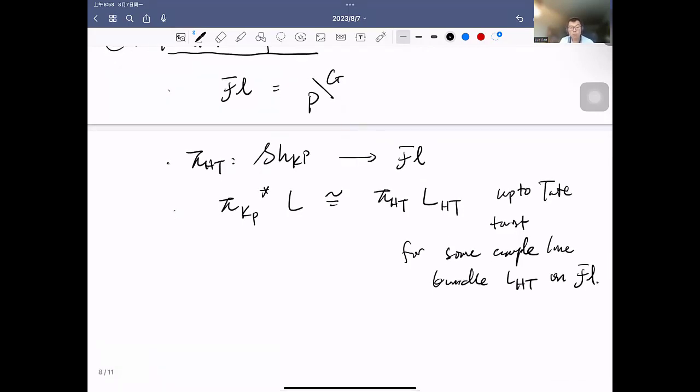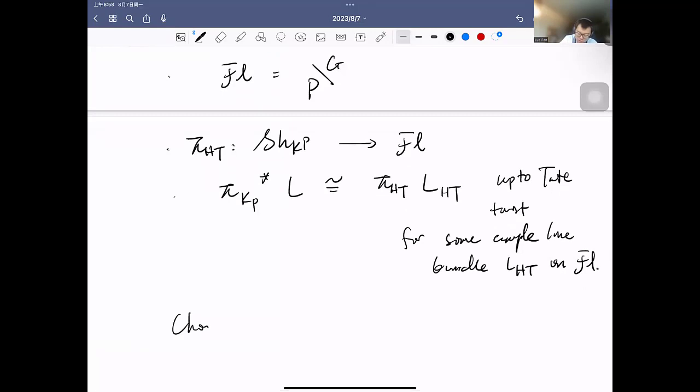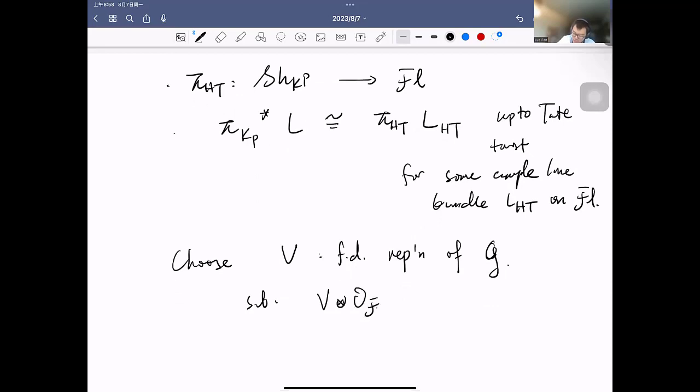So what we are going to do is choose V, which is a finite dimensional representation of the Lie algebra g, such that there is a surjective map when you tensor V with the structure sheaf of the flag variety. So there's some constant vector bundle. There exists a surjective homomorphism from this to this line bundle, as a vector bundle, and this is G-equivariant.